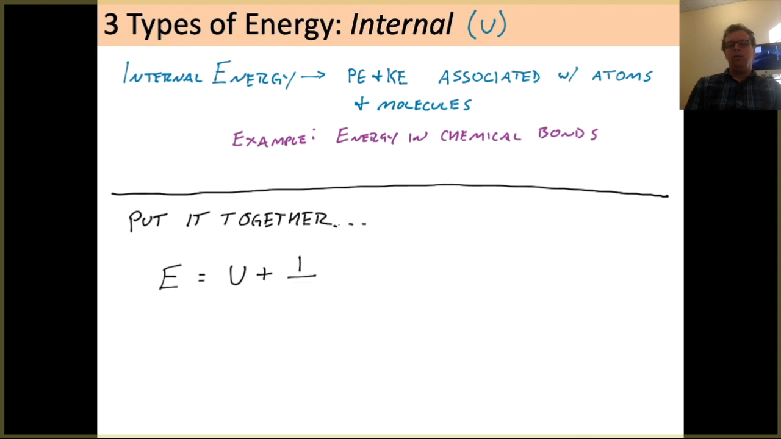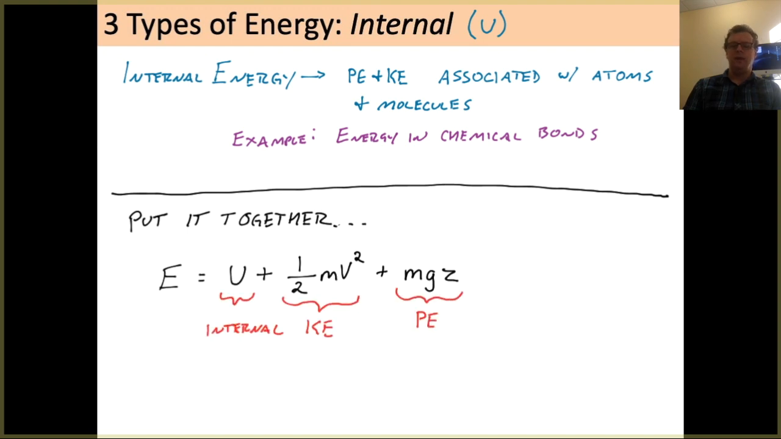So the total amount of energy that something has is a combination of its internal energy, its kinetic energy, and its potential energy. And just to remind you here, that's where those three terms come from.